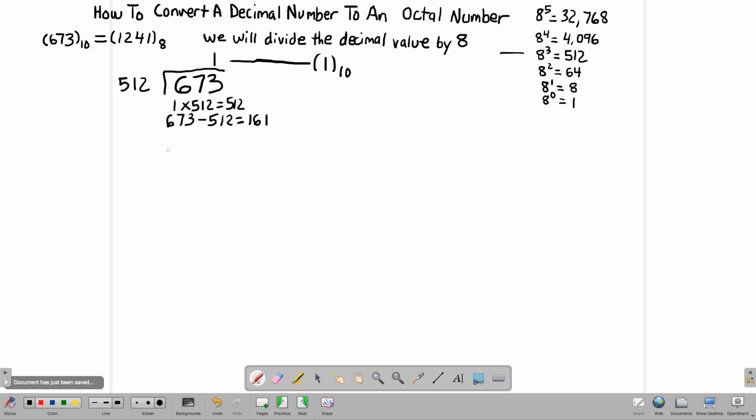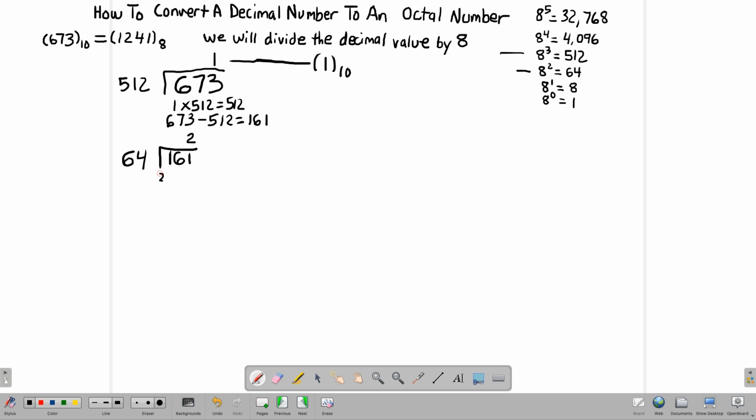So we take the 161 and we want to also divide that by a multiple of 8. So we want the highest value that's not greater than 161. Well, we already used 8 to the 3rd power, and we see that 512 is greater than 161. So the next one here is 8 to the 2nd power. We'll use 64 to divide into 161. We can divide that by 64, and that's a value of 2. So 2 goes here.